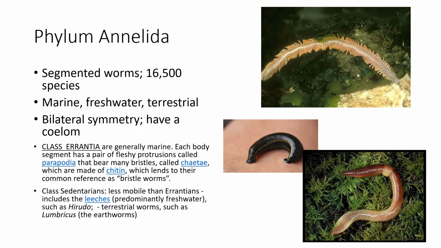The Clitellata are the ones that don't have this. So earthworms and leeches are in the class Clitellata under phylum Annelida. Now, Polychaeta are actually like they move more. I mean, it's Latin or Greek for that. And then Clitellata are the ones that don't move as much.